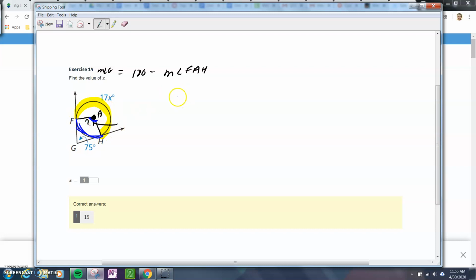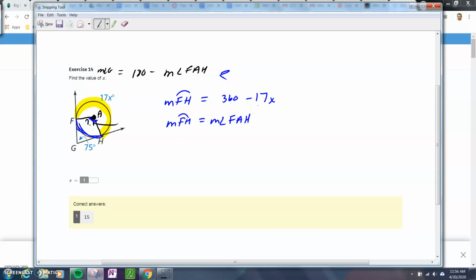Well, this arc, measurement FH, that has to be what's left over from taking 360 and subtracting 17x from it. Okay, so that gets us that, and we also know that the measurement of that arc equals its central angle, which is this up here. So we know that the measurement of arc FH equals the measurement of angle FAH.